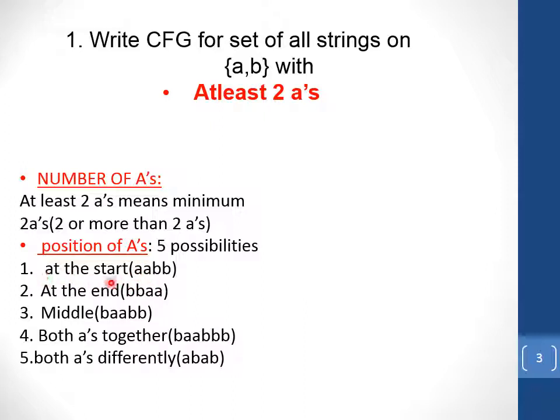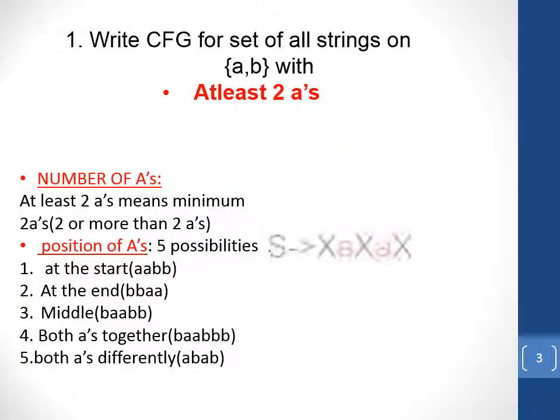Now let's take one example so you will get to know the strings better. At the start means the string will start with the terminal a. At the end means this terminal a will be at the end. In the middle, the 2 a's will be together at the middle, and both a's together means the a's will be together, and both a's differently means that the a's will be apart. But all these 5 restrictions impose one simple rule, that they must have at least 2 a's, and the position of a's can be any of these. So we have to construct a grammar now which will satisfy all of these restrictions. Only then a grammar will be correct.